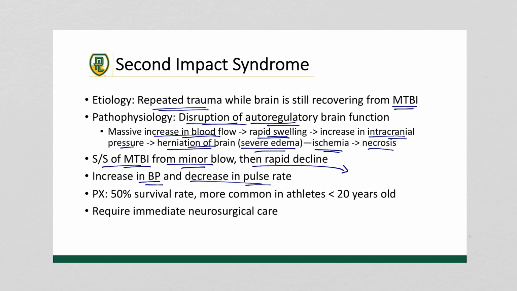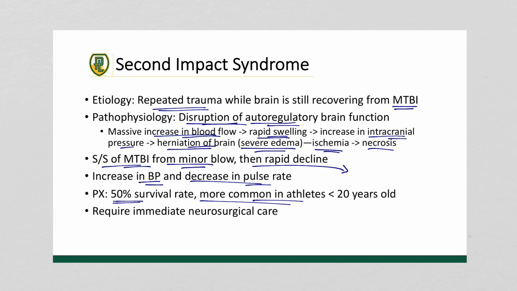The research suggests it's about a 50% survival rate. And it's going to be more common in athletes under the age of 20. Why? Someone tell me why. From the mild traumatic brain injury. Right. Their brain is immature. It hasn't finished growing. Therefore, it's not capable of auto-regulating and fighting the way that an adult brain would, right?